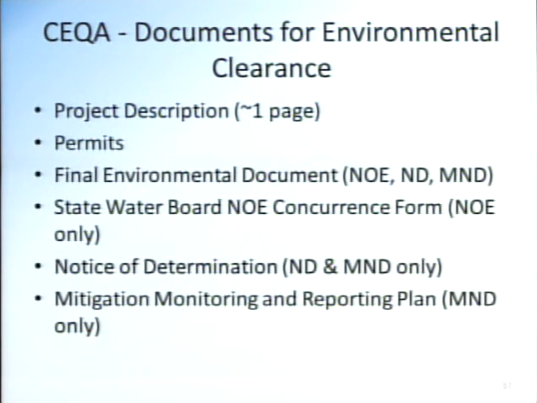You will also need to supply us with all the permits that are required for your project. And then, again, that final environmental document, whether it's an NOE, a mitigated negative declaration, or a negative declaration. So that will be the same for all projects. If you're an NOE, you'll additionally need to get us the concurrence form, which we talked about. For negative declarations and mitigated negative declarations, we'll need the notice of determination. And if you're a mitigated negative declaration, you'll need to provide a mitigation monitoring and reporting plan.